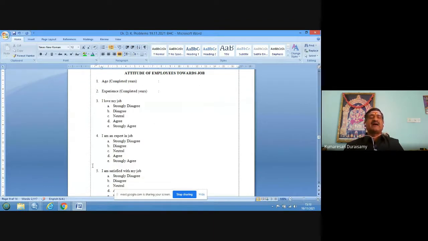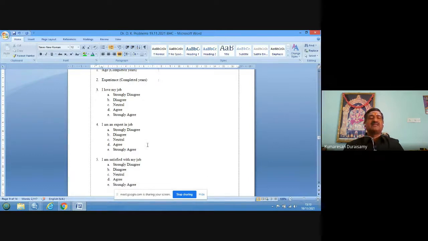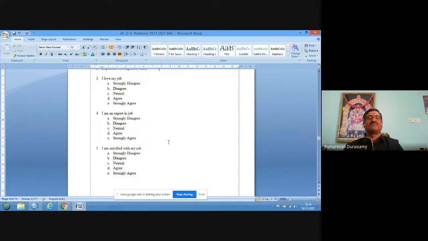Whereas these three are dependent variables. The data are collected for these dependent variables as ordinal data. That is the difference between the previous tools and this tool.